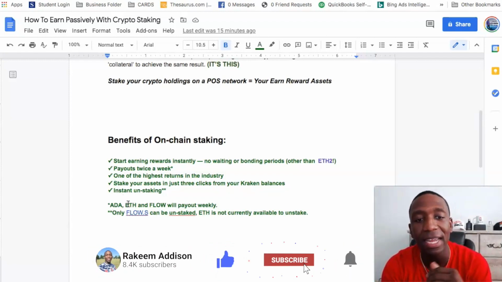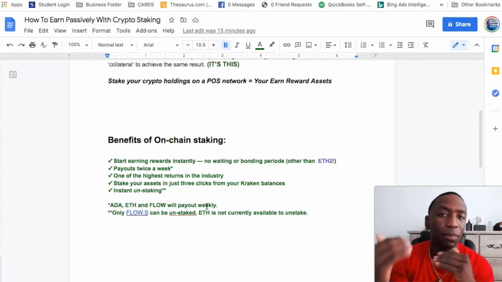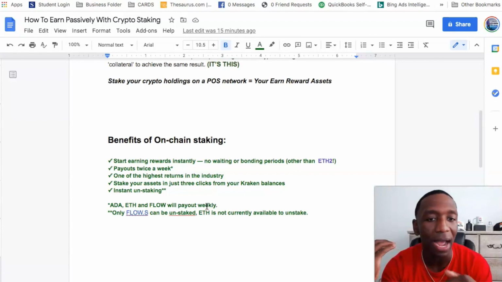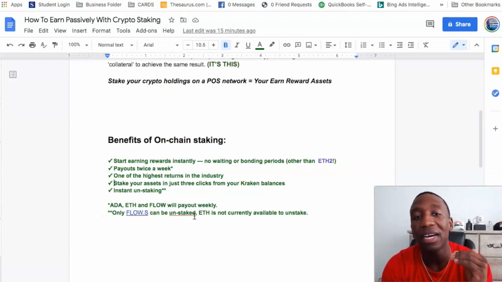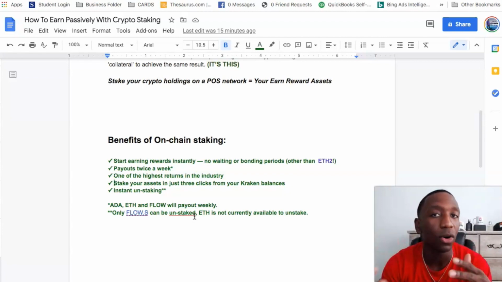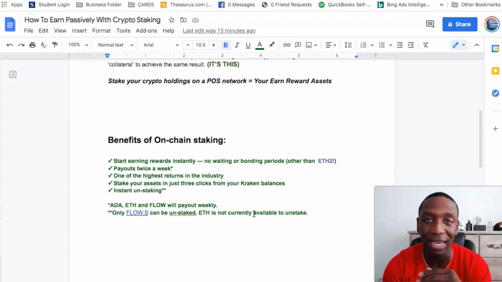Okay, so ADA, ETH and Flow will pay out weekly. We're going to get into the percentages and how frequent they are. All right, so only Flow can be unstaked, right? This is something you definitely want to pay attention to if you want to do Ethereum staking. With ETH, you cannot unstake, okay? So keep that in mind. If you do that, just understand that's not something you're going to be able to unstake, okay?